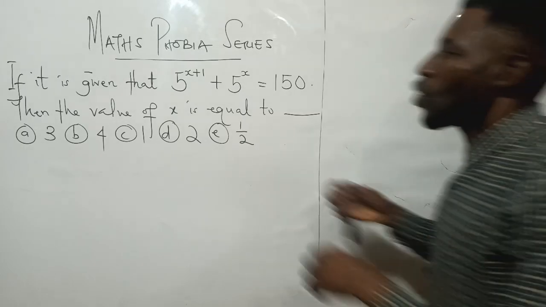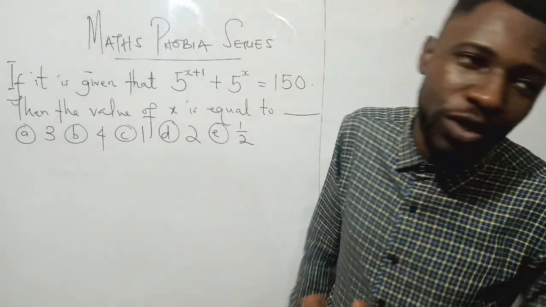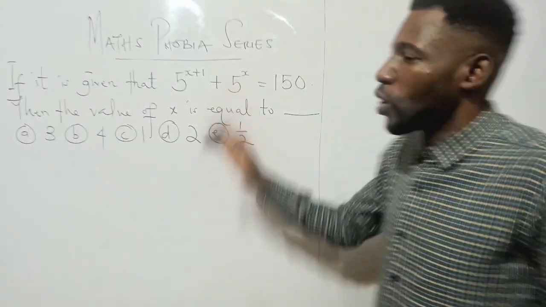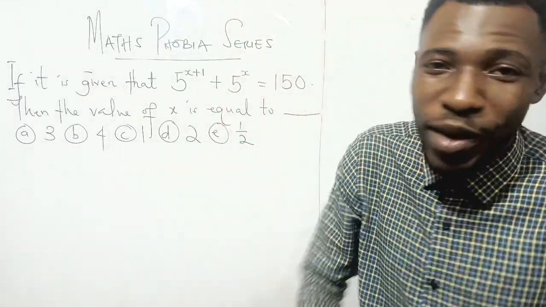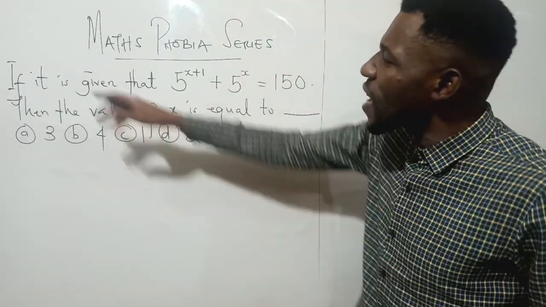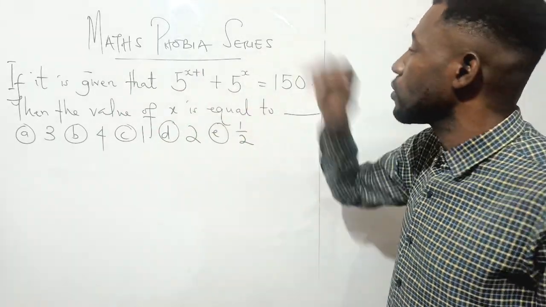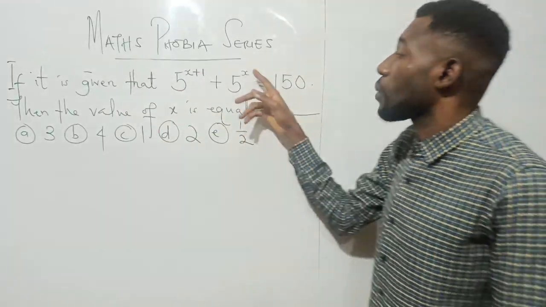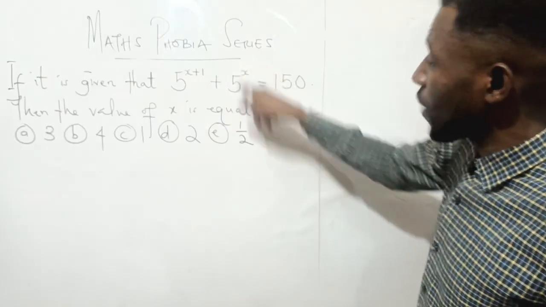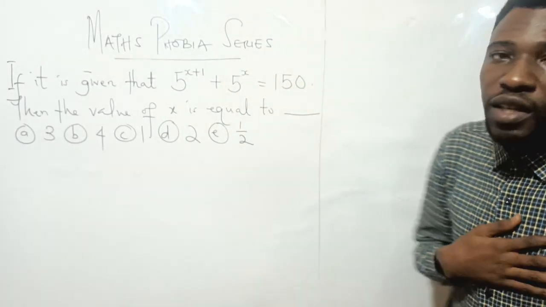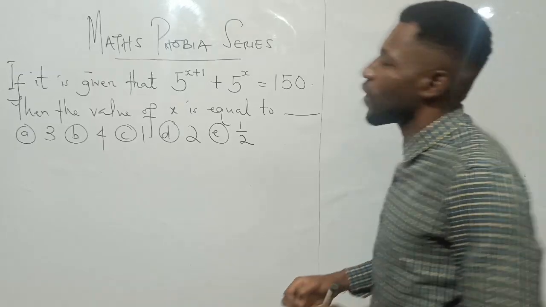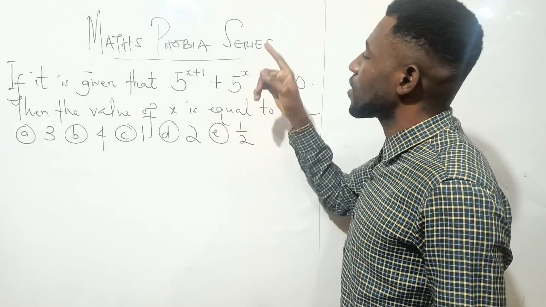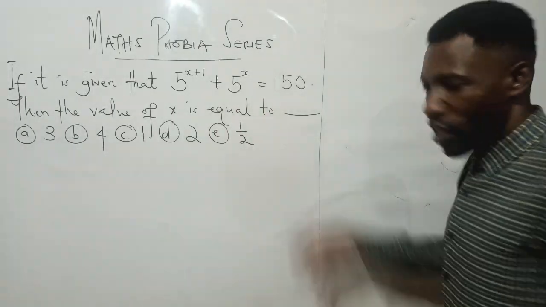All right, so we have something on the board. We've been looking at matrices for quite some time now. We want to delve into equations, so I want to begin by looking at simple equations. Follow me. If it is given that 5^(x+1) plus 5^x equals 150, then what is the value of x? We want to find the value of x that will fit into this equation.